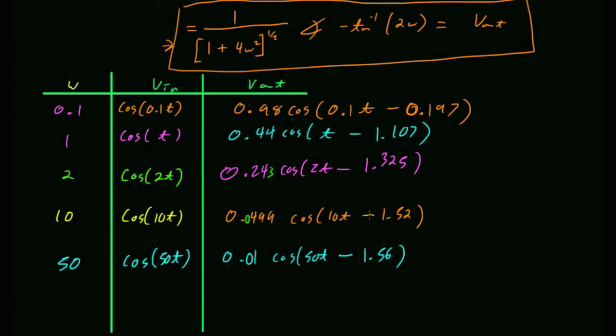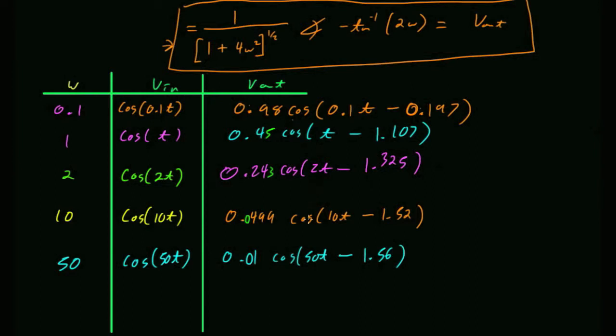I have the first one. You got the first one? Yeah, I got 0.45. Cosine of 1t minus 1.11. Nice. Okay.